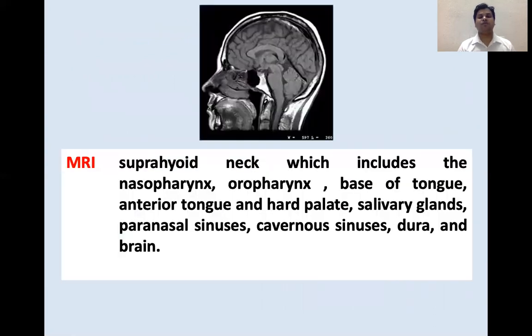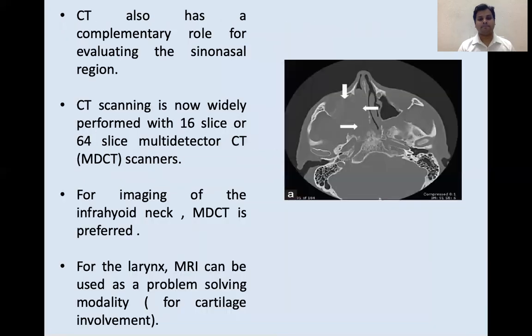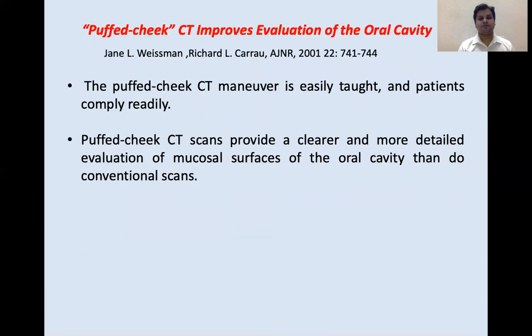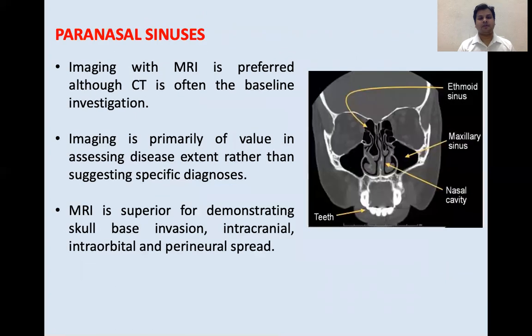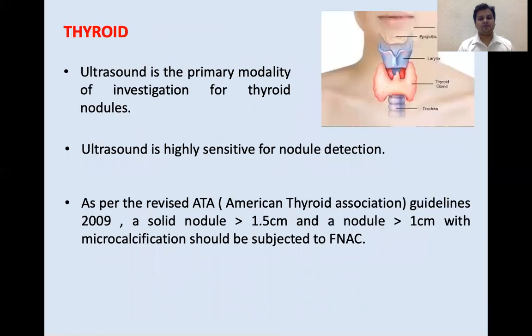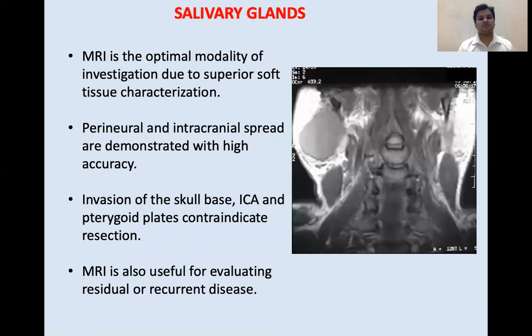MRI you can go for in the suprahyoid neck, which includes nasopharynx, oropharynx, base of the tongue, anterior tongue and the hard palate, salivary gland, paranasal sinuses, cavernous sinuses, dura and the brain. For paranasal sinuses, imaging with MRI is preferred along with CT. This is the baseline investigation. For thyroid, you can go for ultrasound for highly sensitive node detection. For salivary gland, MRI.